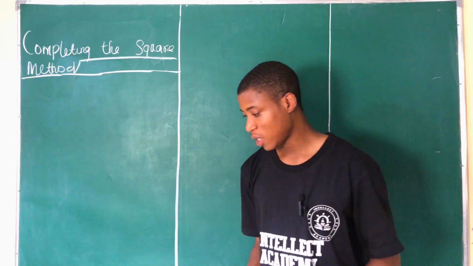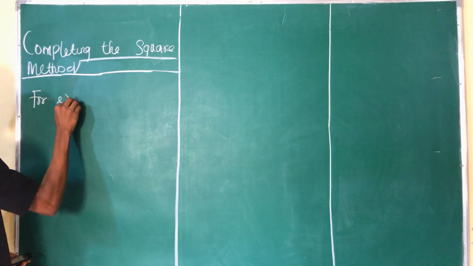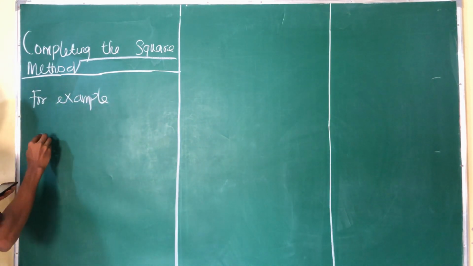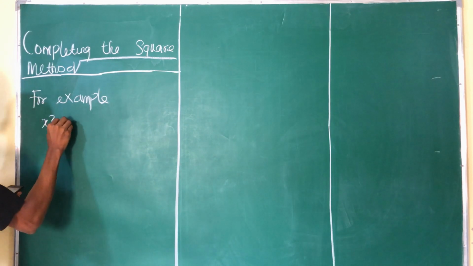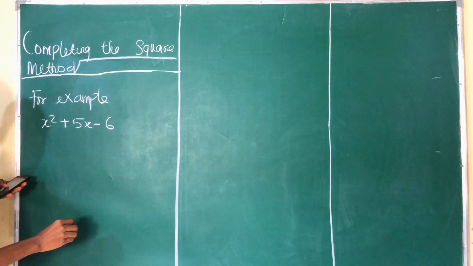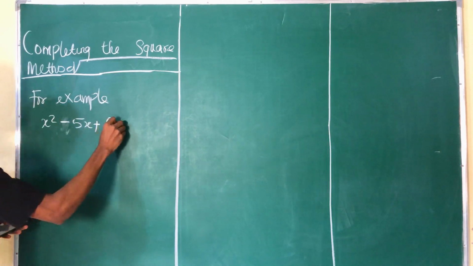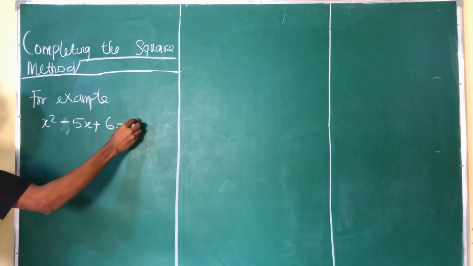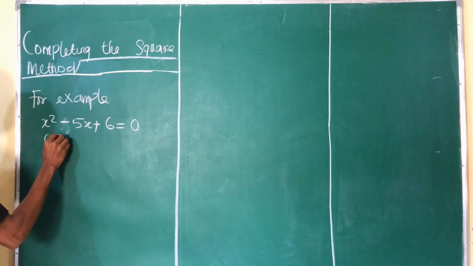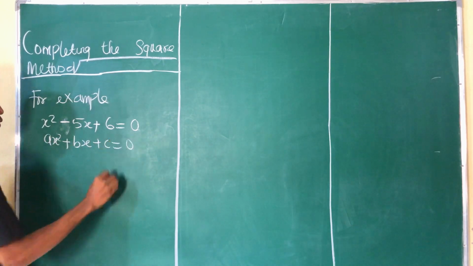Of course, for example, let's say we are given a quadratic equation. Let's say we are given x squared plus 5x minus 6, or let's call this negative 6 plus 6 equal to 0. Of course, we say that the general form of a quadratic equation is given by ax squared plus bx plus c equals 0.